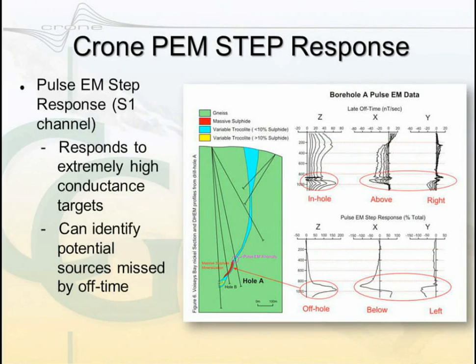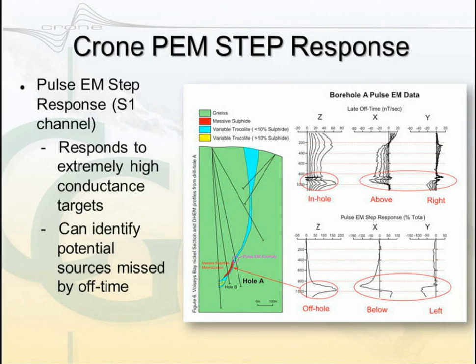Another thing that we do at Crone is the step response. It responds to extremely high conductance targets, so you don't miss some of those things. I'm just going to show a little example where looking at the step data can actually identify potential sources that might be missed by just looking at the off time.